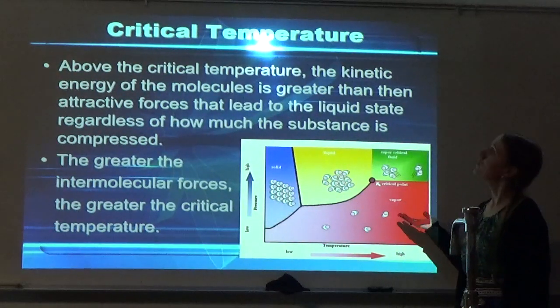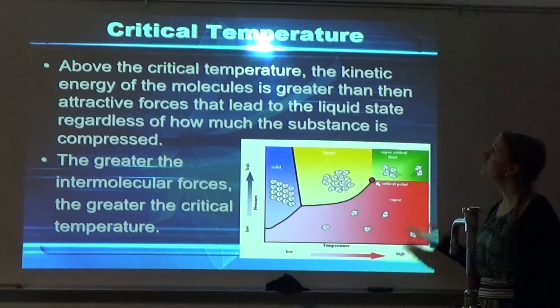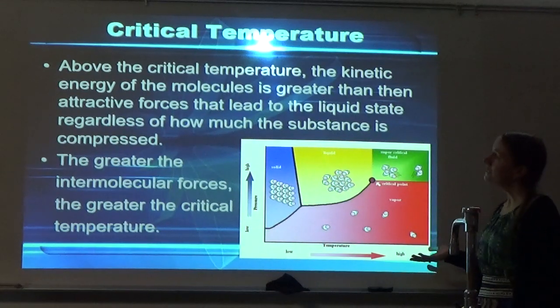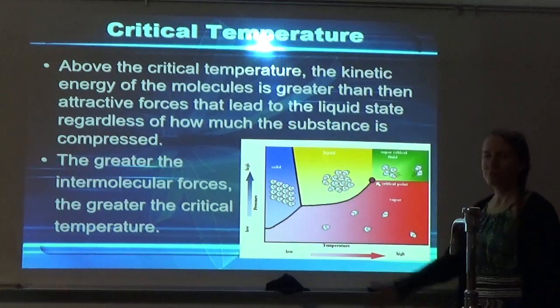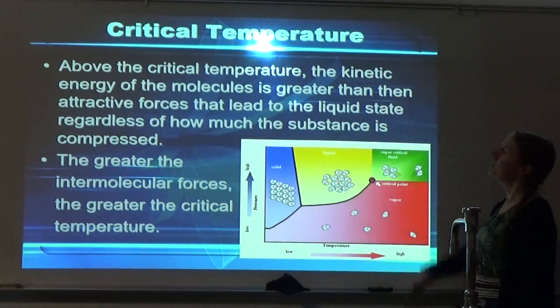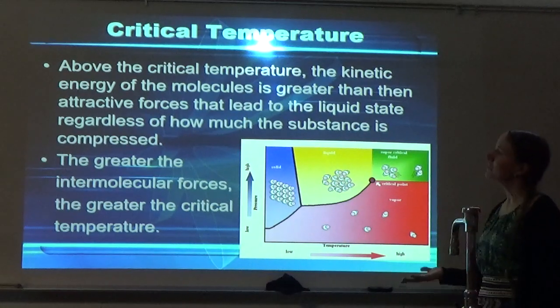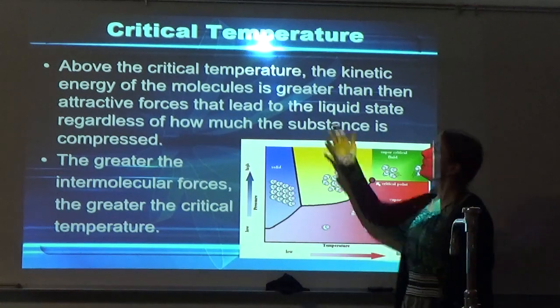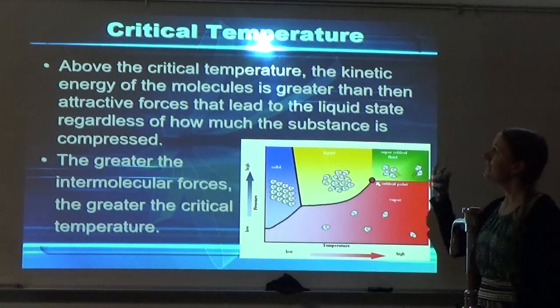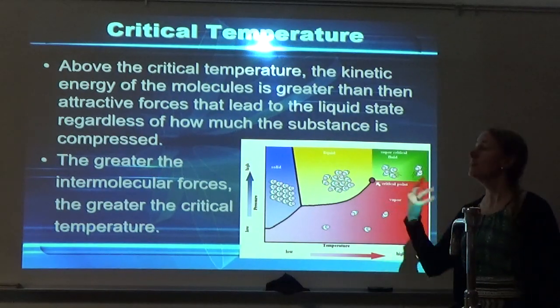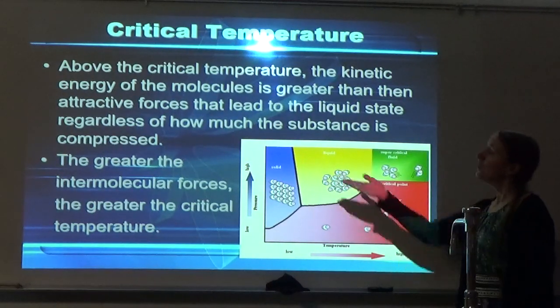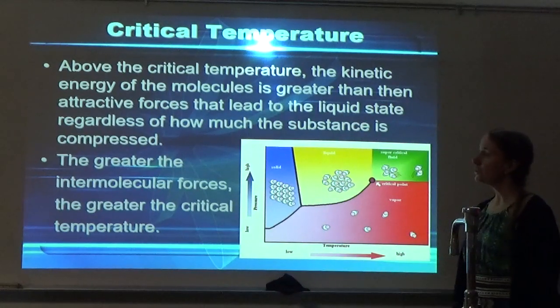Above the critical temperature, the kinetic energy of the molecules is greater than the attractive forces that lead to the liquid state, regardless of how much the substance is compressed. So above your critical temperature, you cannot, with any type of pressure, make it become a liquid again. The greater the intermolecular forces, the greater the critical temperature.